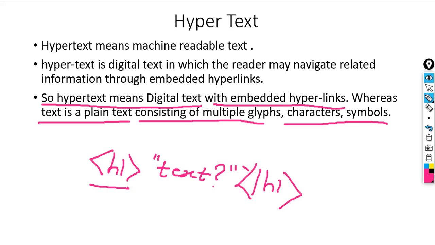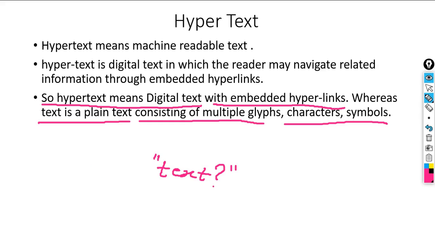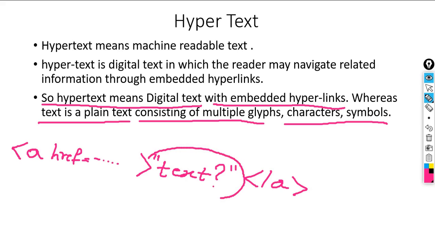Now suppose I am making use of the anchor tag. Anchor tag is nothing but a hyperlink. This is the anchor tag with href, the hypertext reference, where I am providing some link. This is the opening anchor tag, this is the closing anchor tag. Now this complete text will become hypertext.